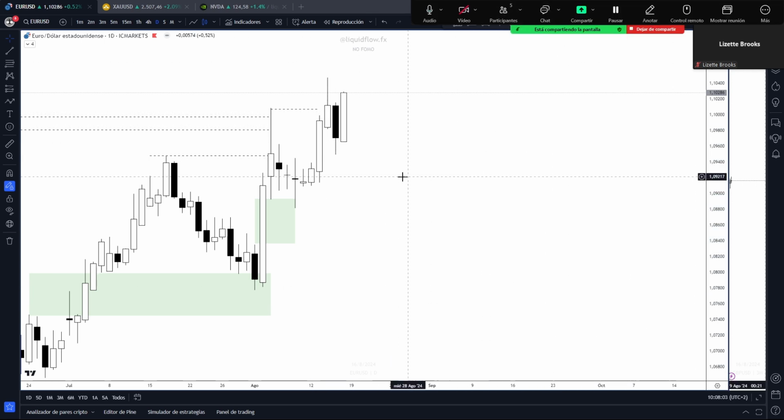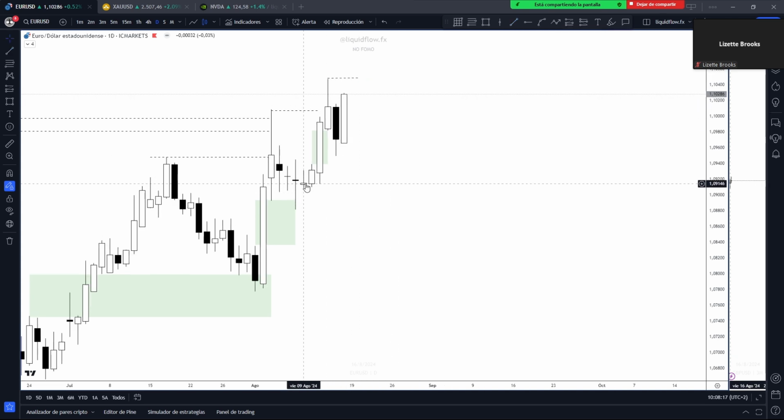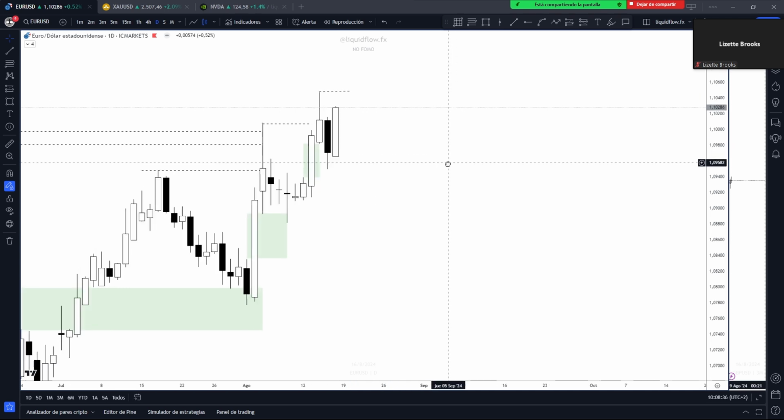So if we have that already, then we can say again, okay, we have internal range, so we go through what? External range. Okay, we start here, Monday, Tuesday, Thursday. What we have? We sweep the liquidity. So, sorry, Wednesday we sweep the liquidity. So Thursday it could make two things.